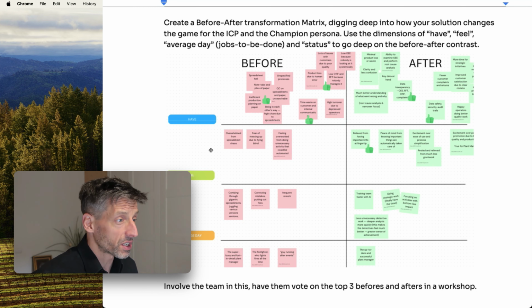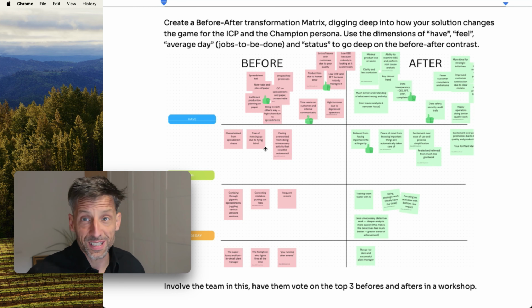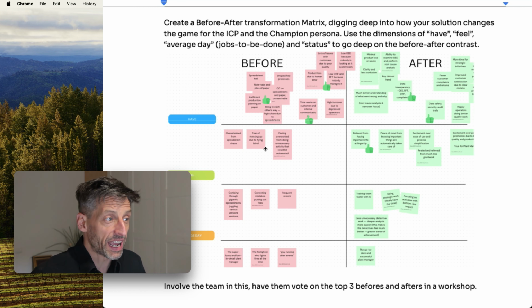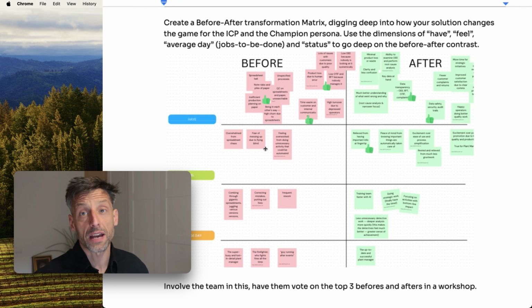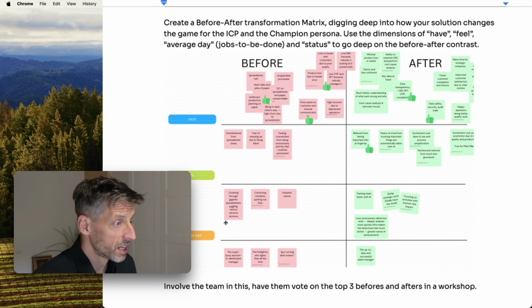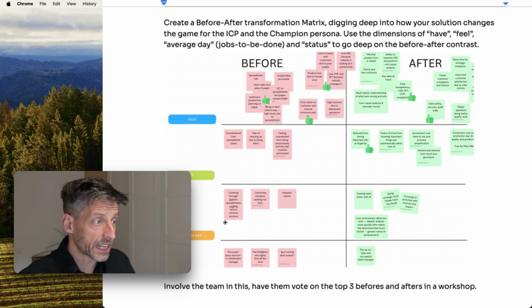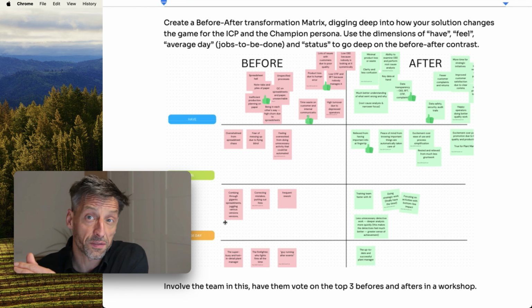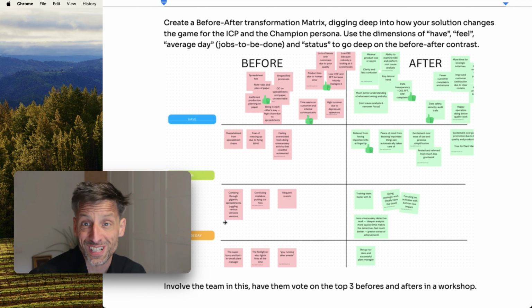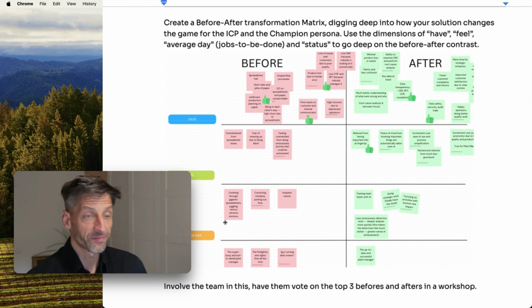with your solution. Okay, then what sort of feelings did they battle with before using you and choosing you? And what does that look like? Like, how does it look on a psychological level after they will have succeeded with your solution? Okay, and then the third thing we look at is the average day. In other words, the jobs to be done. So what did the jobs to be done look like before your solution? And how did this transform after having succeeded with your help?